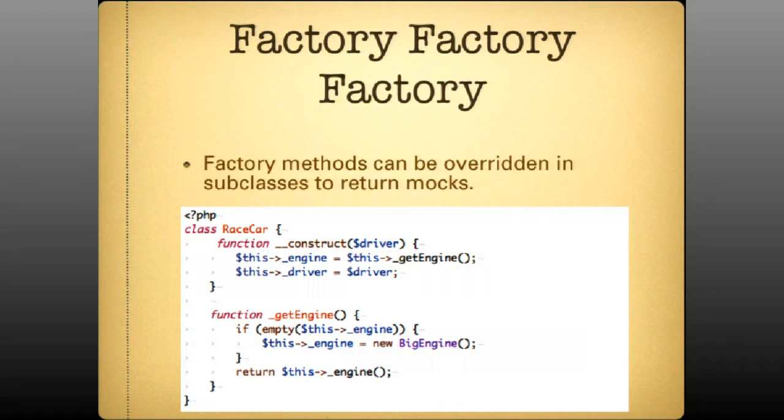If we use a mock, we could mock this race car class and stub out the getEngine method to return a different object. That allows us to construct our object, and inside of our object will be a mock. And we'll be able to access that mock and make it do things.